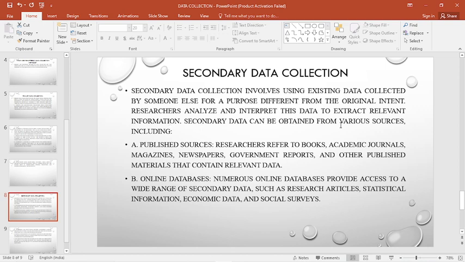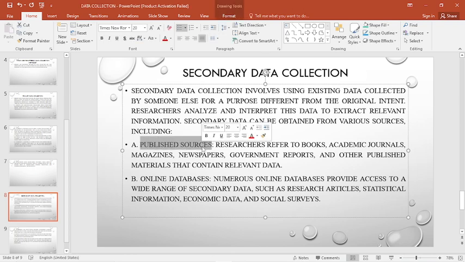And secondary data can be obtained from various sources. What are the different sources of secondary data? First one is published sources, where things are already published in sites, papers, or research journals. Researchers refer to books, academic journals, magazines, newspapers, government reports, and other published materials that contain relevant data. So all these are published sources. Online databases: numerous online databases provide access to a wide range of secondary data, such as research articles, statistical information, economic data, and social surveys.